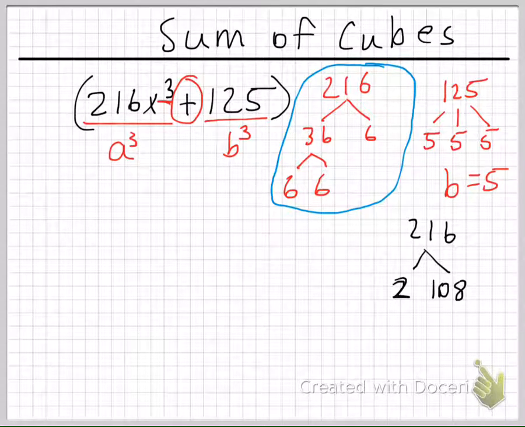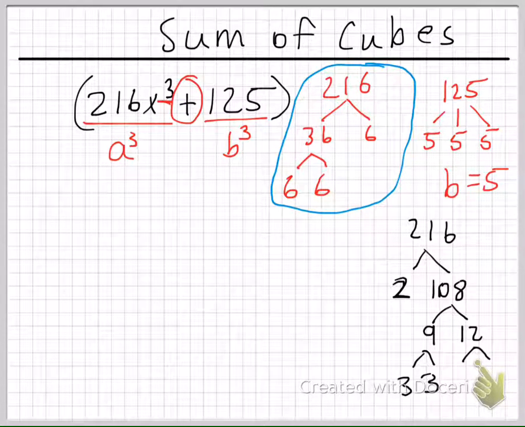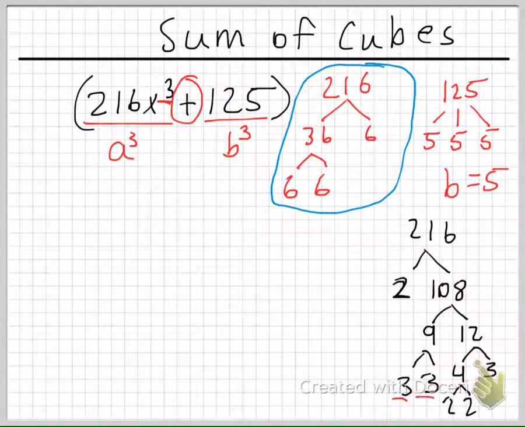And then 108, well, I remember that 108 is just 12 times 9. And the reason I remember that is because in a previous example that we did, I remember multiplying 9 and 12 to make 108. So then 9 can be factored into 3 and 3, and 12 can be factored into 4 and 3, and then 4 can be factored into 2 and 2.